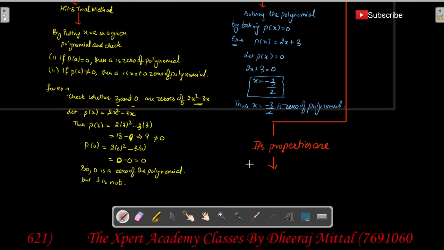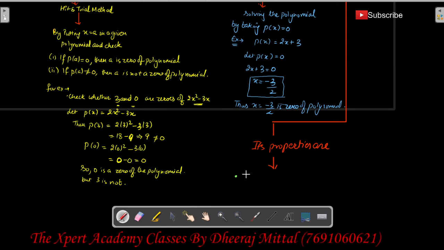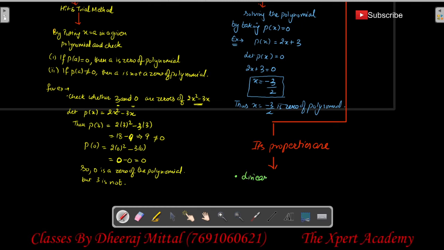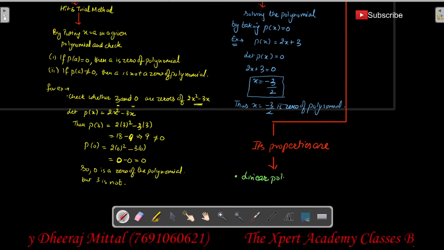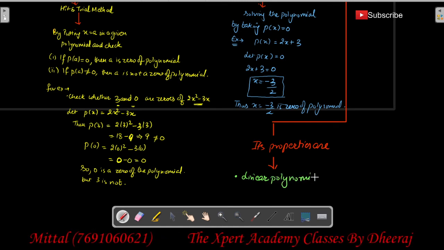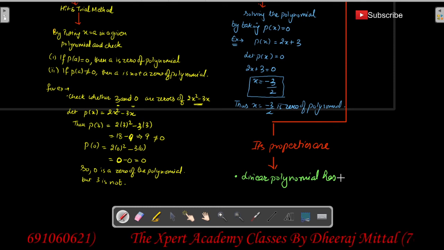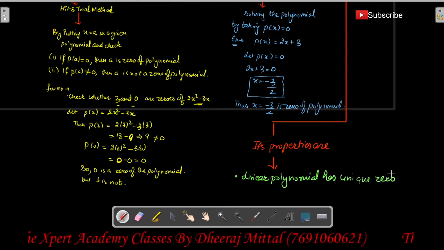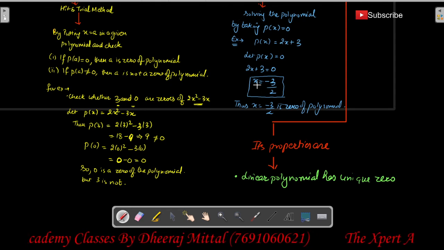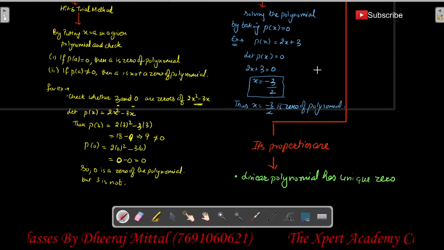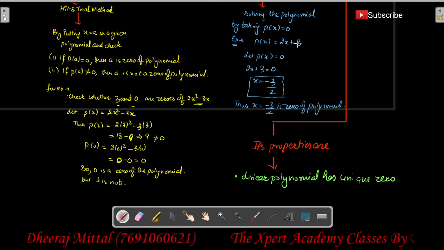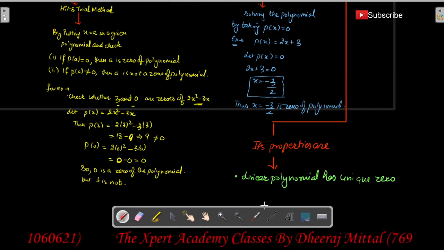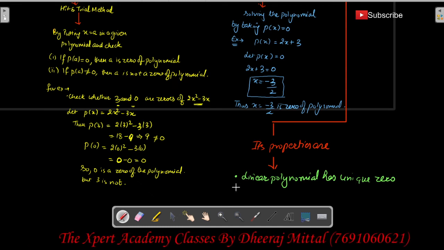So the first property is every linear polynomial has a unique zero. कोई भी अगर लीनियर पोलिनोमियल होगा उसका एक ही जीरो होगा. Like, this is a linear polynomial, so x is equal to minus 3 divided by 2 is the only zero of this polynomial. No other value can be the zero of this polynomial. So a linear polynomial has a unique zero.